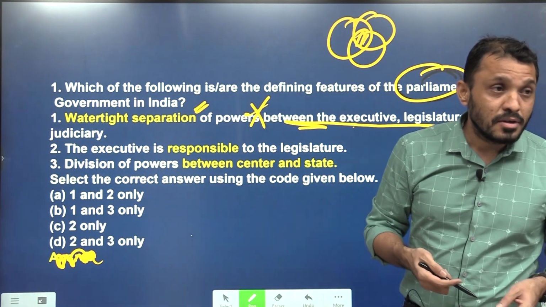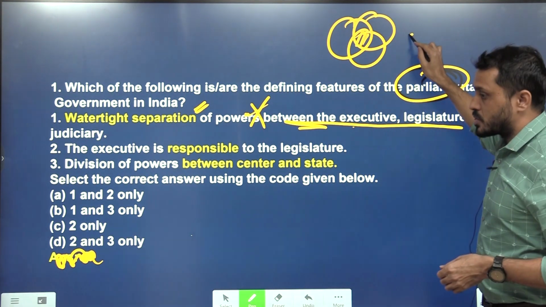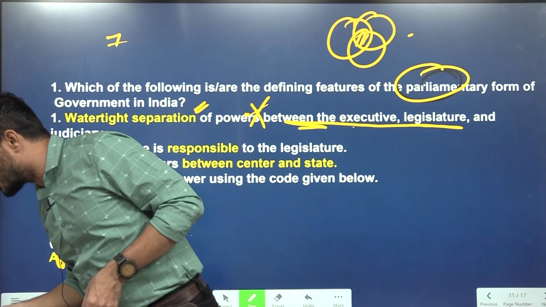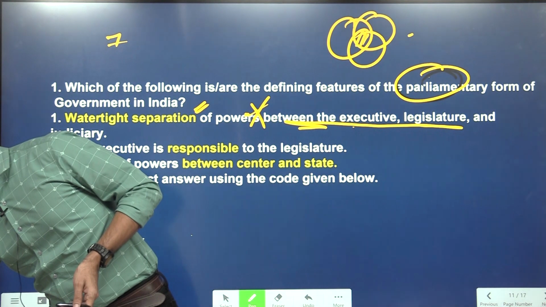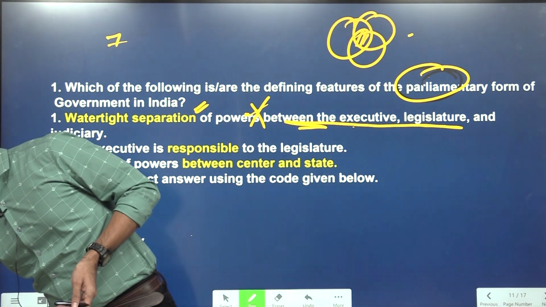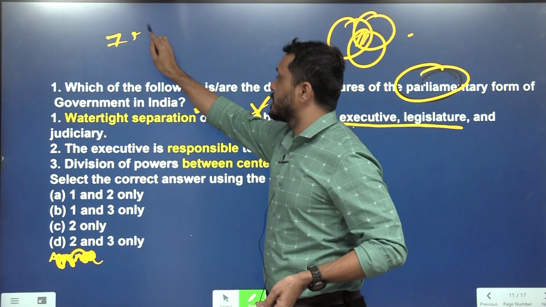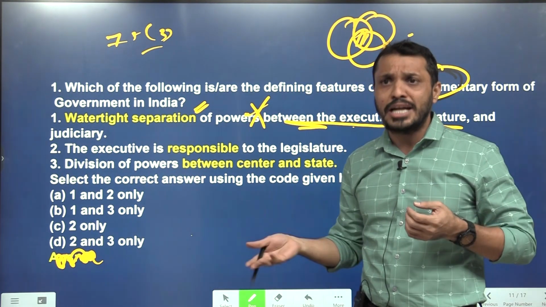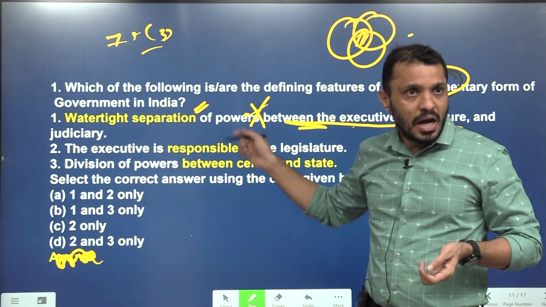Yes, give some answer. Which article do you think? Article 50? How come? No, students. Yes, one guy told the right answer. Article 75, clause 3. Right. Nice. Ganesh, you are right. Some are saying Article 76. Article 76 is talking about what? Attorney General. How is the Attorney General related to the parliamentary form of government?